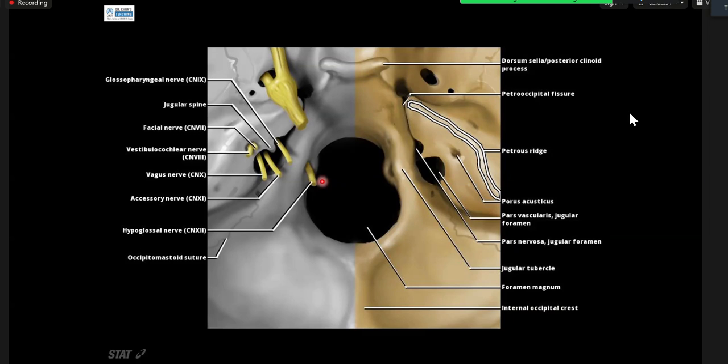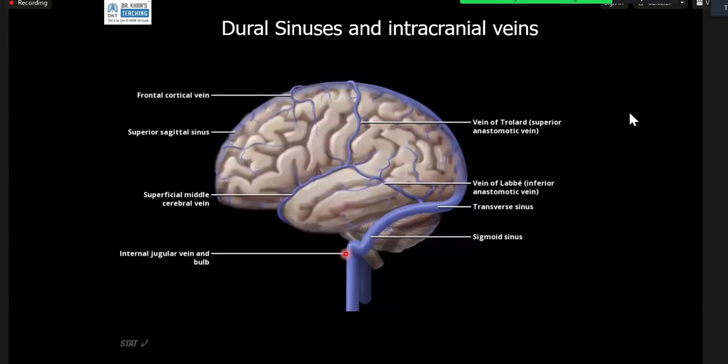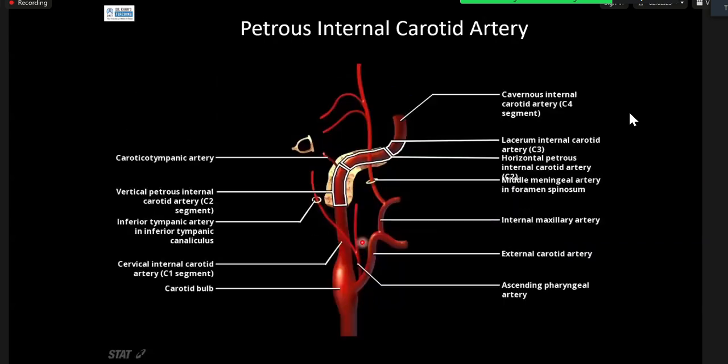I'll show you. Taking it further, if you see here, this is the jugular foramen, and this is the internal jugular vein, which is passing through the foramen. And this is, of course, the transverse sinus, and the sigmoid sinus becomes the internal jugular vein. So this is once again the internal jugular vein.